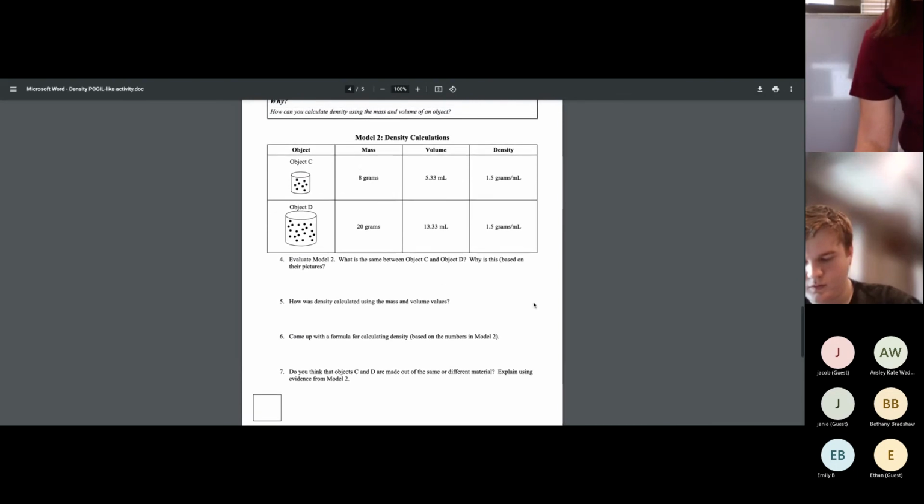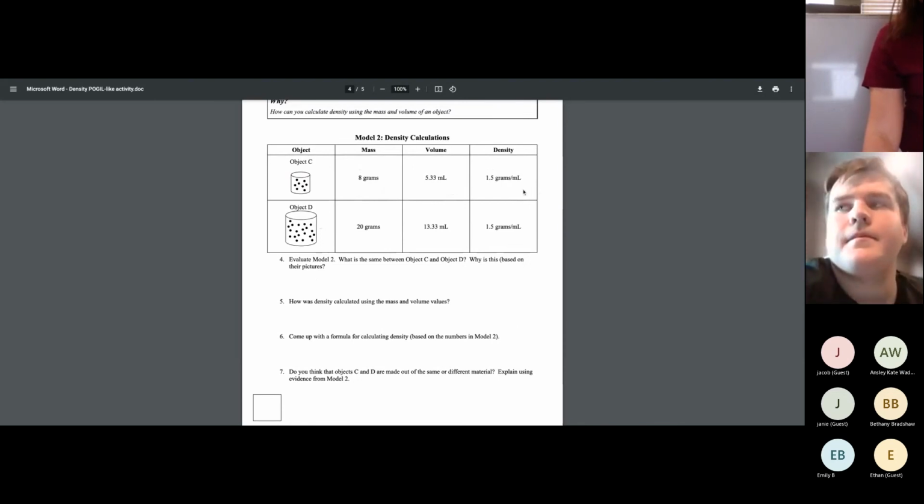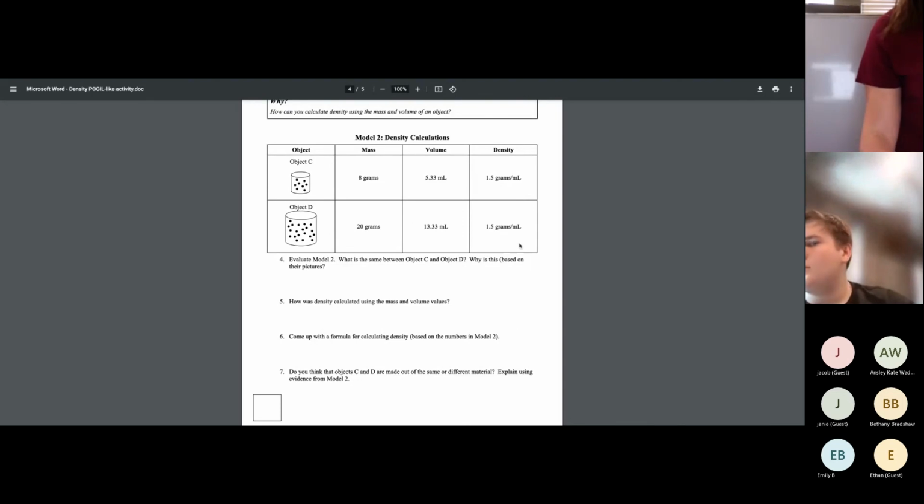So looking at our calculated density here for objects C and D, right? So object C had 8 grams and 5.33 milliliters. It had a 1.5 grams per milliliter density, the same for object D. So do you think these have the same relationship to each other as our object A1 and A2 had, and our object B1 and B2? Do you think object C and D are made out of the same thing? That's another way to phrase what I just said.